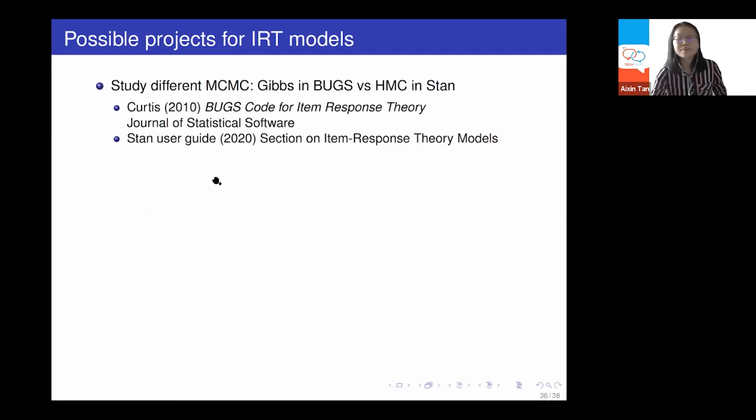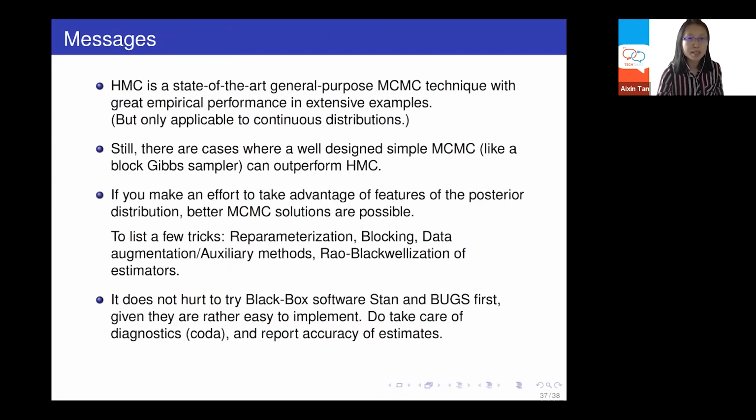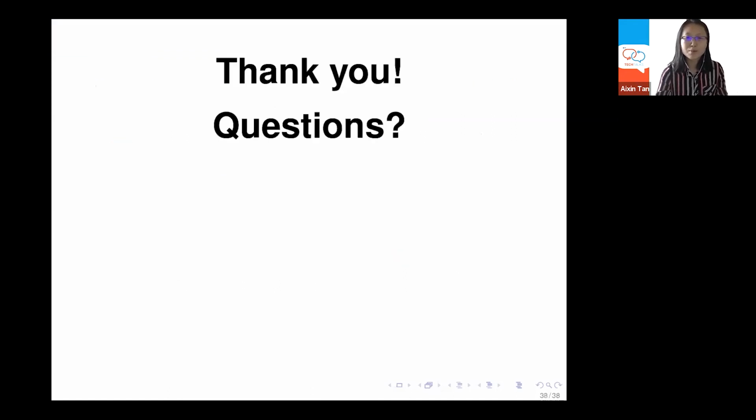Okay. I know I'm running over time, but here's the message. HMC, Hamiltonian, is the state of the art, but it really depends. Okay. Old-fashioned methods can be useful. The point is, if you make an effort to take advantage of features of the posterior distribution, you can come up with better MCMC solutions. And here are a few tricks. Since black box software is so easy to use now, just try them. All right, thank you, that's all.